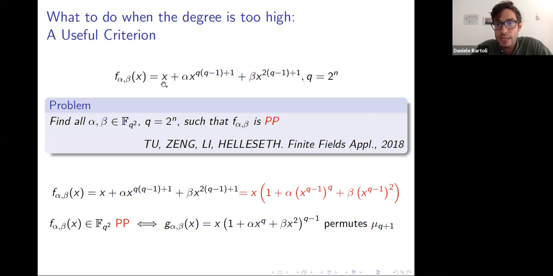I didn't mention, but you cannot apply directly the connection between a permutation polynomial and an algebraic curve in this case, because the degree of the curve you have to study is roughly q squared, that is the size of the field. So it makes no sense to study directly the curve attached to this guy. But the situation does not improve here because the degree of G is still very high.